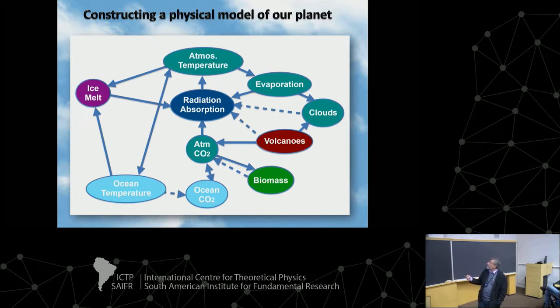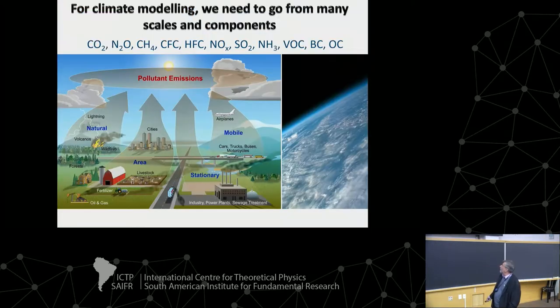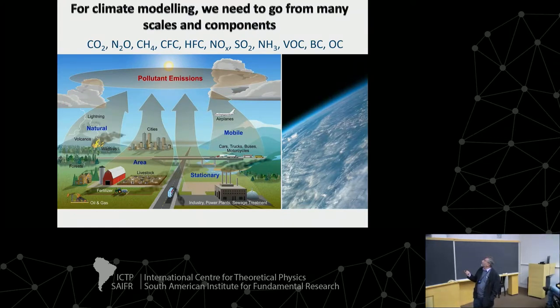In the beginning, at least you have to center on radiation, because energy is what drives the climate in the planet. But this is affected by clouds, volcanoes, biomass, ocean CO2, ocean temperature, melting, and so on, in a very, very complex and dynamic system. The complex issue is to take into account all the different scales and all the different components. You need to go from very small scales, where natural emissions, city emissions, industry, and mobile systems including airplanes, all go into the global atmosphere. And it's not a trivial thing to model all these emissions, especially going from this scale to the planetary scale.